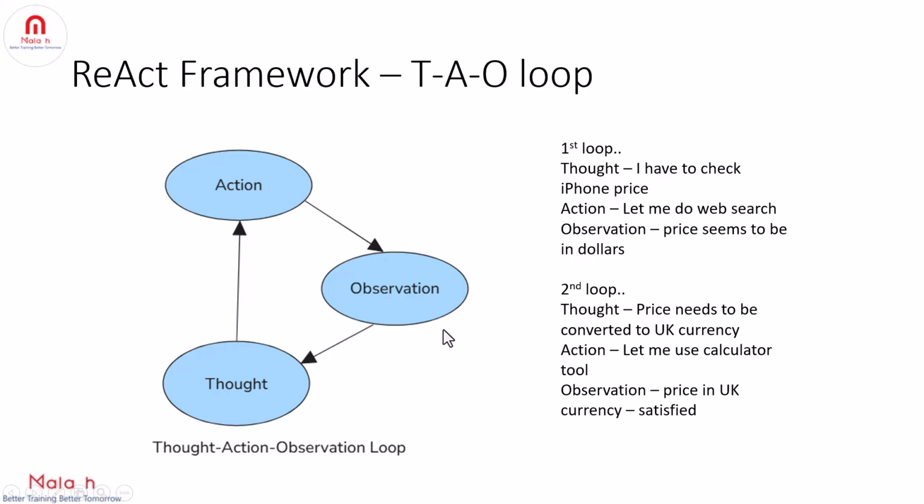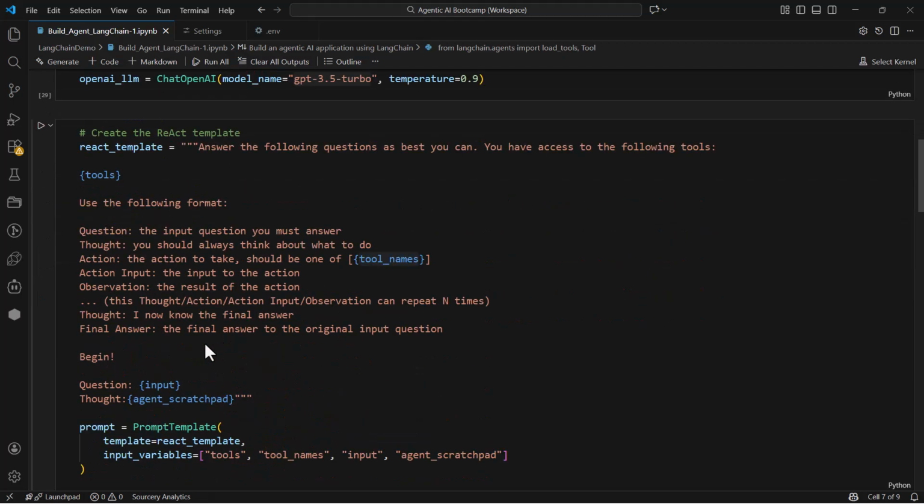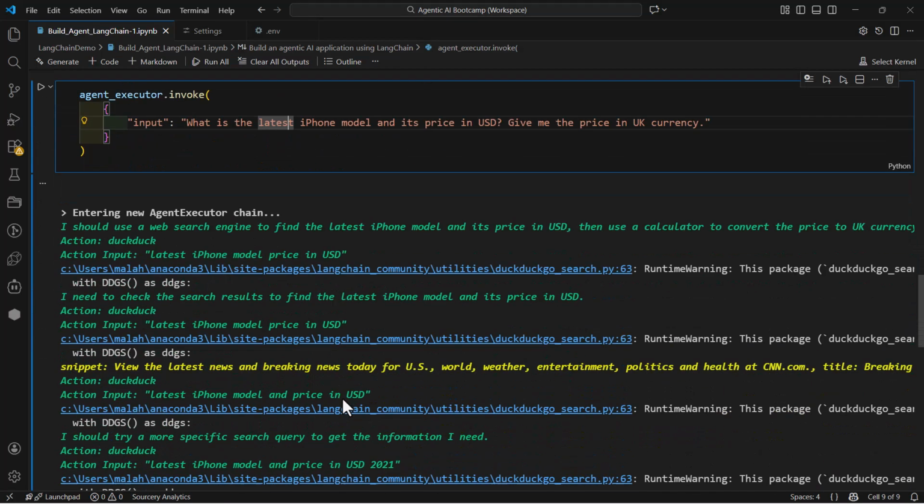So if we take the same iPhone example that we have seen before, we built an agentic application by using LangChain. Let's say we give the same example to an agent. The question is: what is the latest iPhone model and its price in USD? Give me the price in UK currency. The thought will be, I have to check the iPhone price, and based on that the agent will take an action. The agent thinks, okay, let me do a web search, and then the agent receives an observation that the price seems to be in dollars.